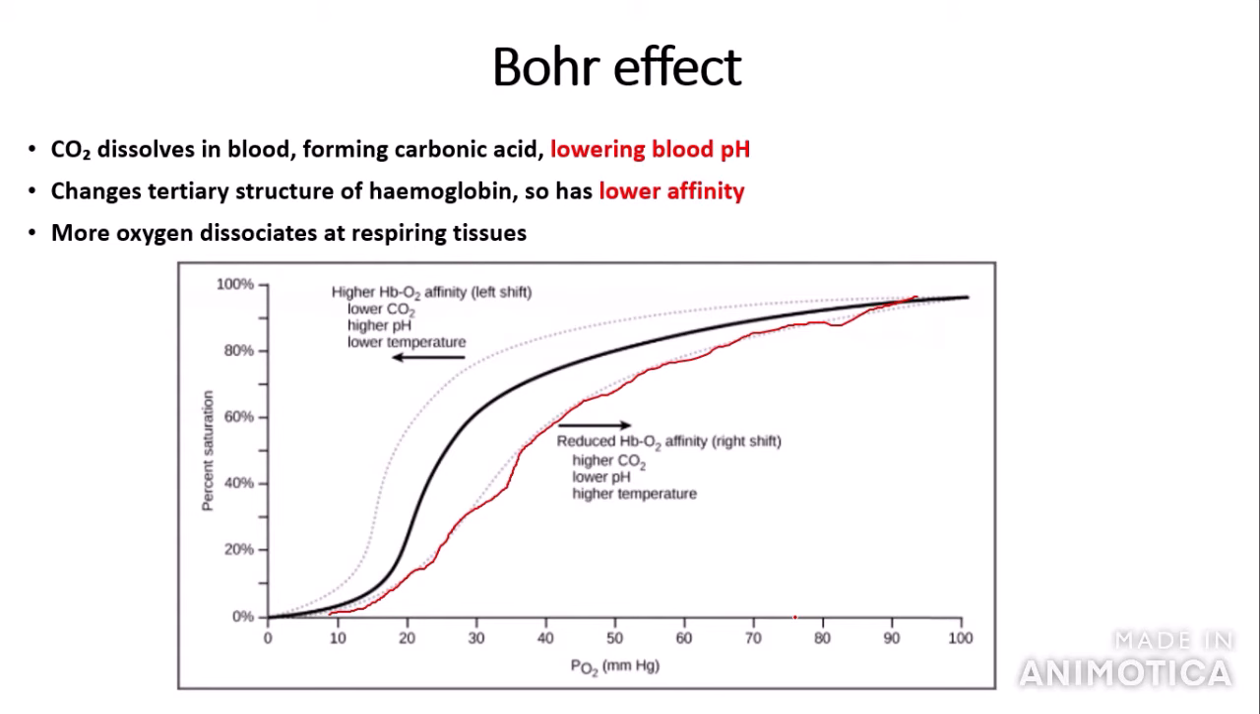Now, if the hemoglobin has a higher affinity, then the curve shifts to the left, as there is a higher saturation at lower partial pressures. But when there's a lower affinity, there is a lower saturation at higher partial pressures.